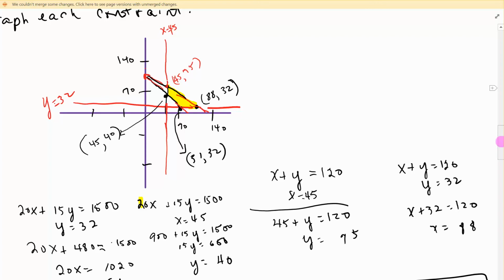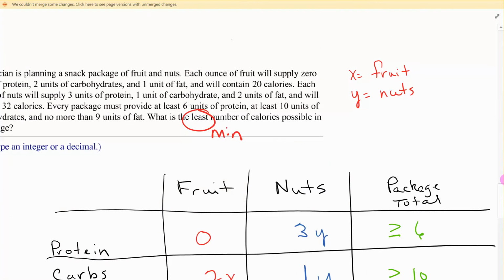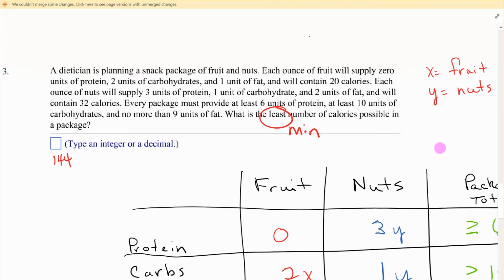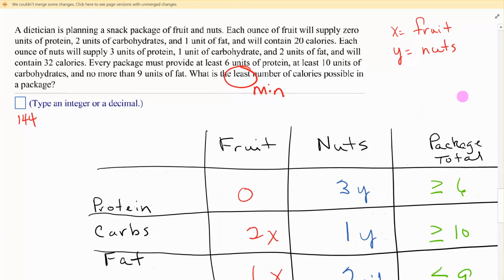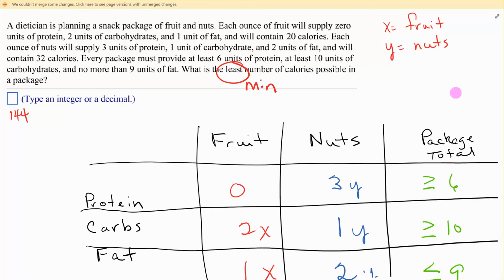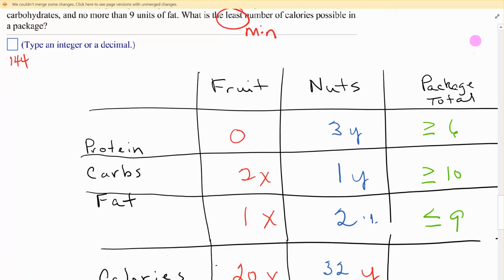All right, let's look at the last question. A dietitian is planning a snack package of fruits and nuts. Each ounce of fruit will supply 0 units of protein, 2 units of carbs, and 1 unit of fat, and will contain 20 calories. Each ounce of nuts will do 3 proteins and 1 unit of carbs and 2 units of fat, and will contain 32 calories.